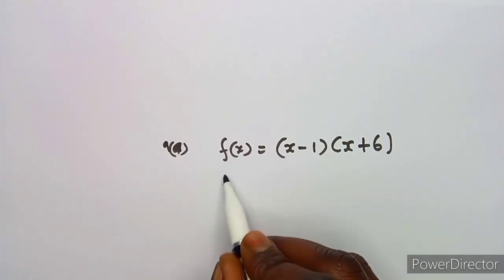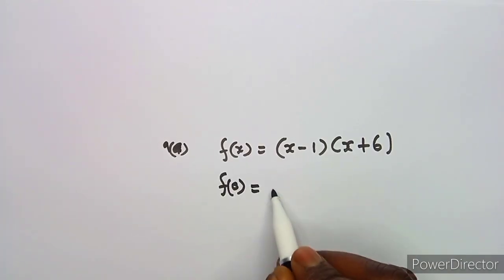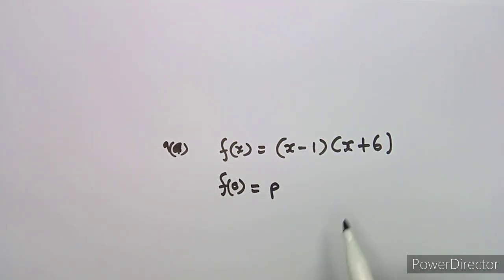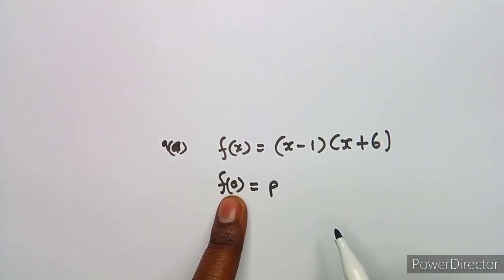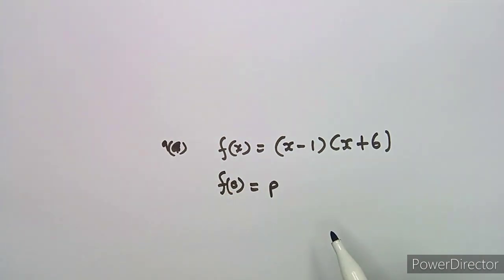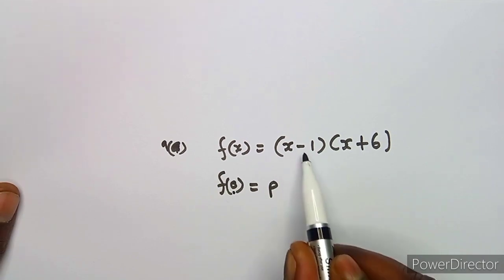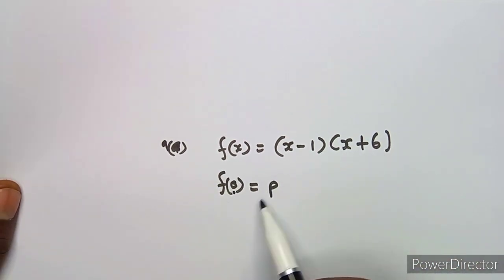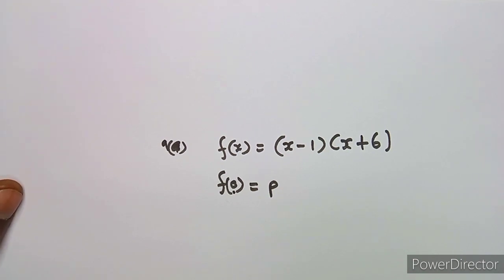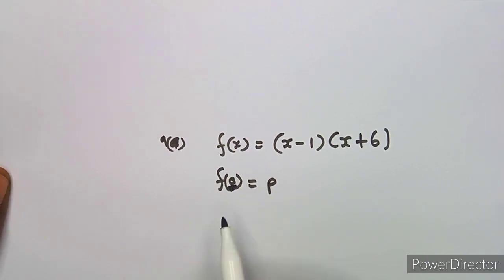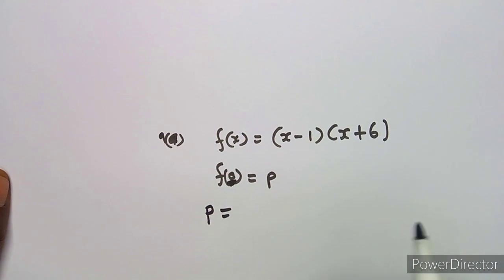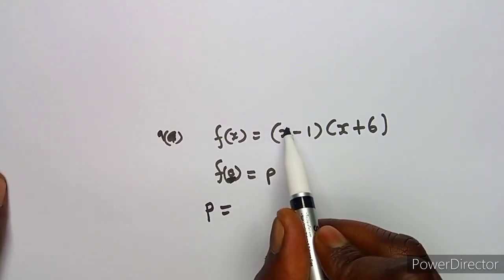When we are given that f of 0 is equal to p, remember, f of 0, what does it mean? It means in place of x, substitute 0. So they are saying, when you substitute 0 here, your answer is going to be p. So what is that p, that answer? So p is representing what? The answer that you obtain when you substitute in place of x, 0.